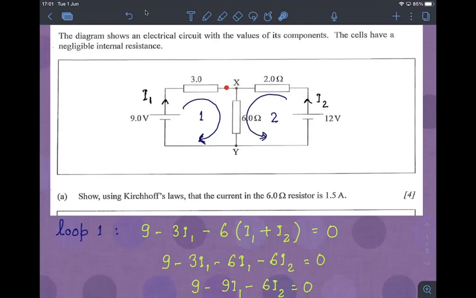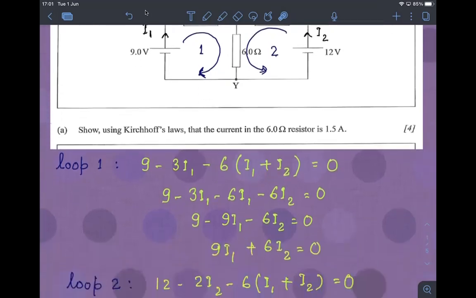But again, as the current is going in this direction, there is a drop in voltage. Why? Because this resistor is trying to take away the voltage. It eats away the voltage. Now, because it eats away the voltage, there is a drop in voltage. So you could say, again, using the formula V equals IR, R is 6, and I is I1 plus I2. So you get negative 6(I1 plus I2), and that is equal to 0.